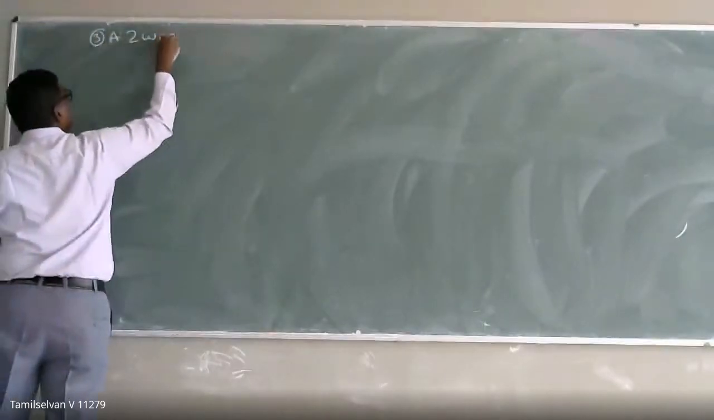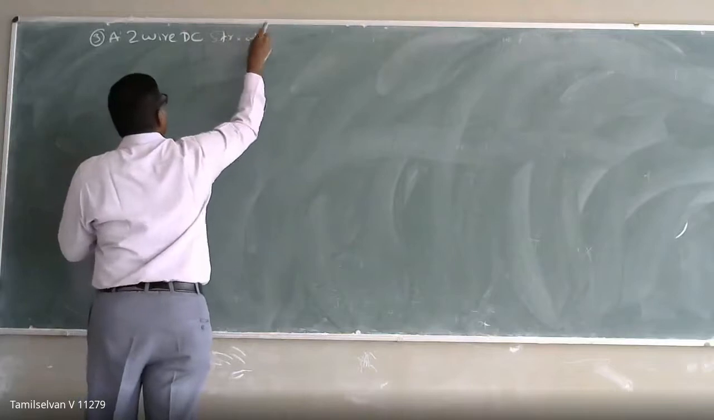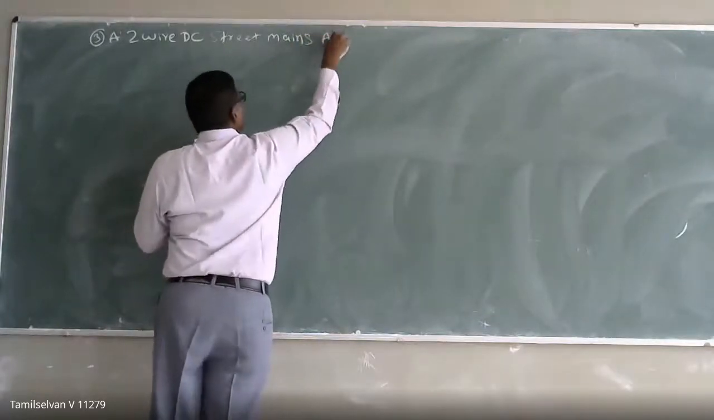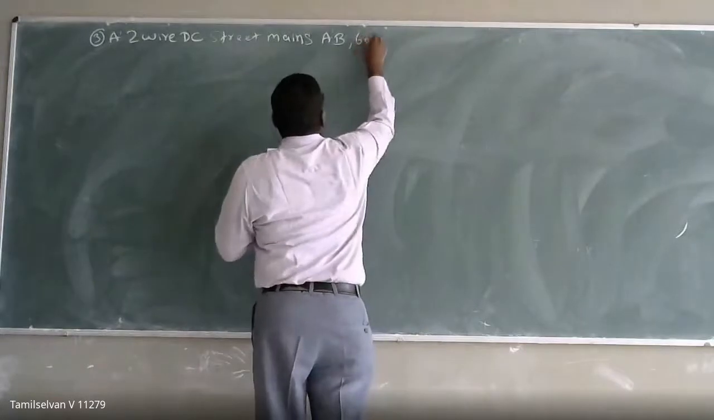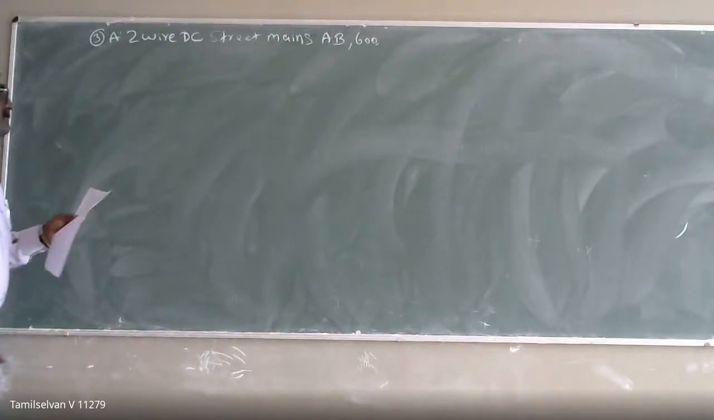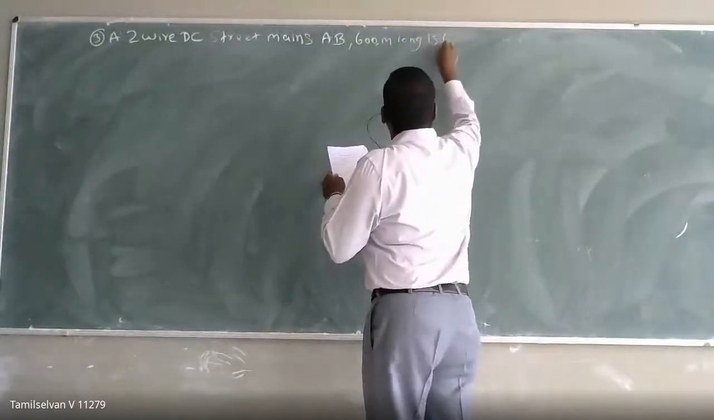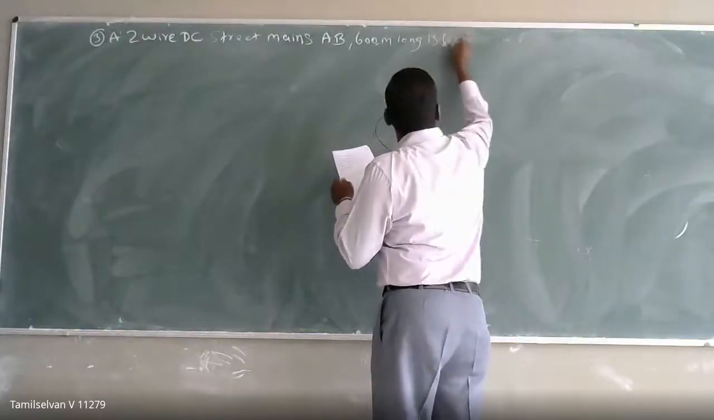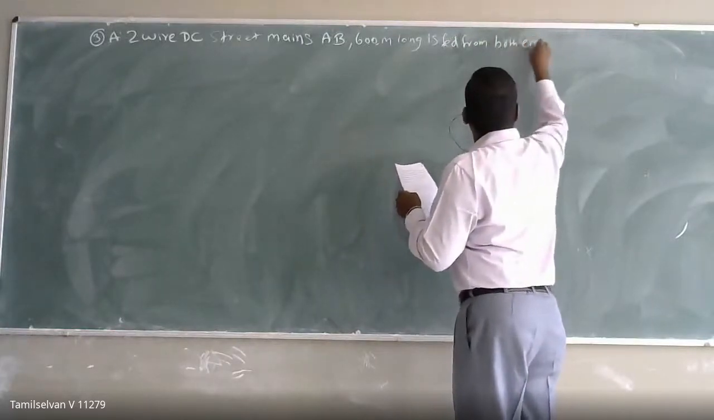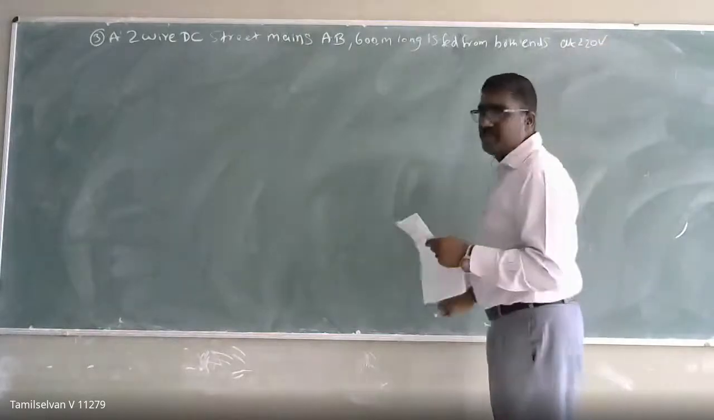A two-wire DC distributor, a DC street main AB, 600 meter long, is fed from both the ends at 220 volts. It means equal voltage.